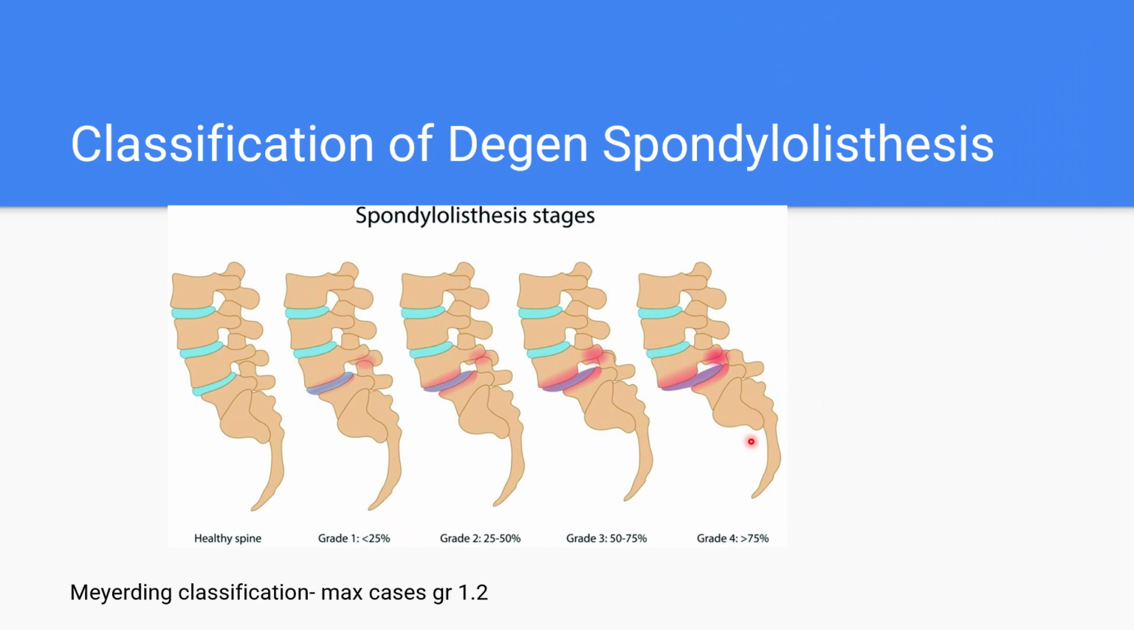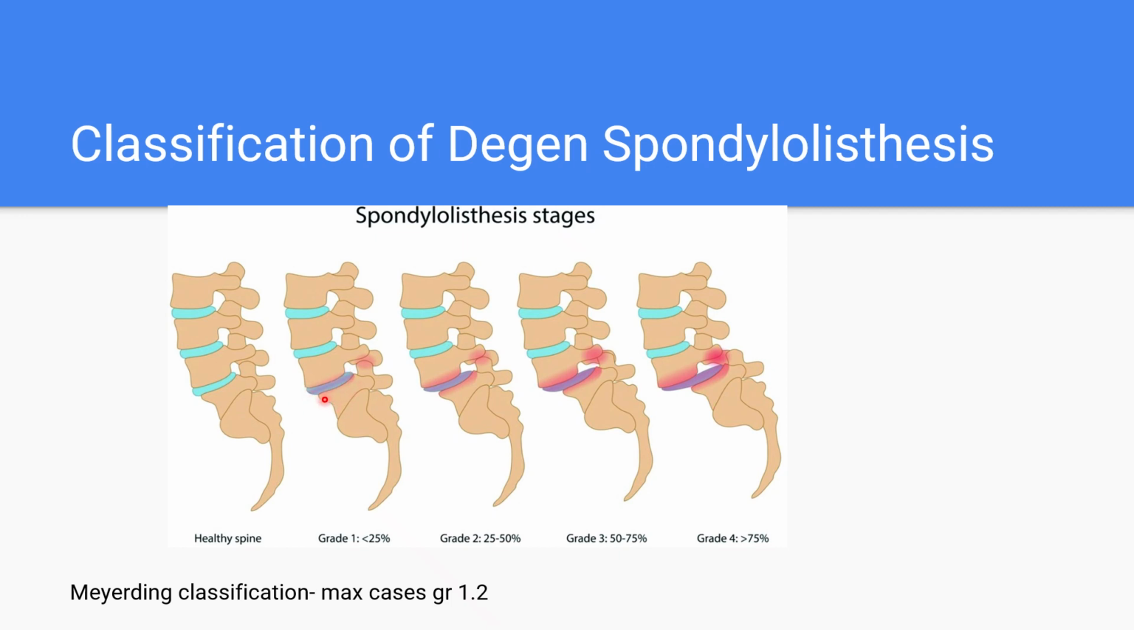In terms of the classification of degenerative spondylolisthesis, this was done by the Meyerding classification, in which grade 1 is less than 25% slip of the length of the vertebra.